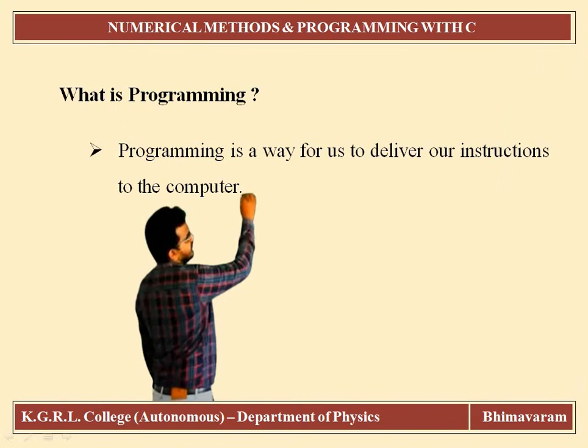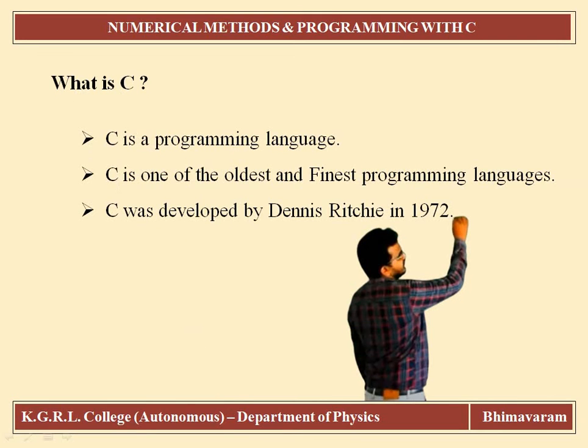First of all, we discuss what is programming. Computer programming is a medium for us to communicate with computers, just like we use Telugu or English to communicate with each other. Programming is a way for us to deliver our instructions to the computer. Now, what is C? C is a programming language. C is one of the oldest and finest programming languages. C language was developed by Dennis Ritchie in 1972.